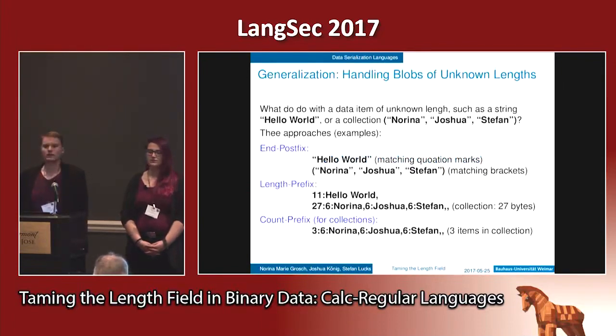So in general, there are three approaches to dealing with blobs of unknown length. The first one is end postfix notation, which is like brackets or quotation marks. Length prefix notation, which we'll focus on in our paper, where you write the number of bytes in front of each segment. And count prefix notation, which is similar to length prefix notation, but you don't write the number of bytes, but the number of items of a given type.